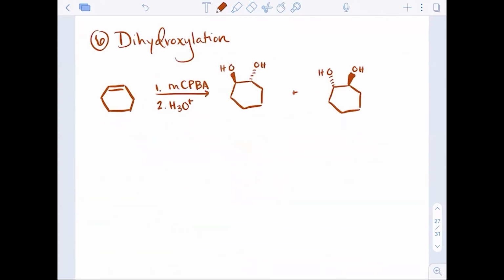Now, dihydroxylation, doing 2 additions of OH. The first reaction that we have is called epoxidation followed by ring opening.